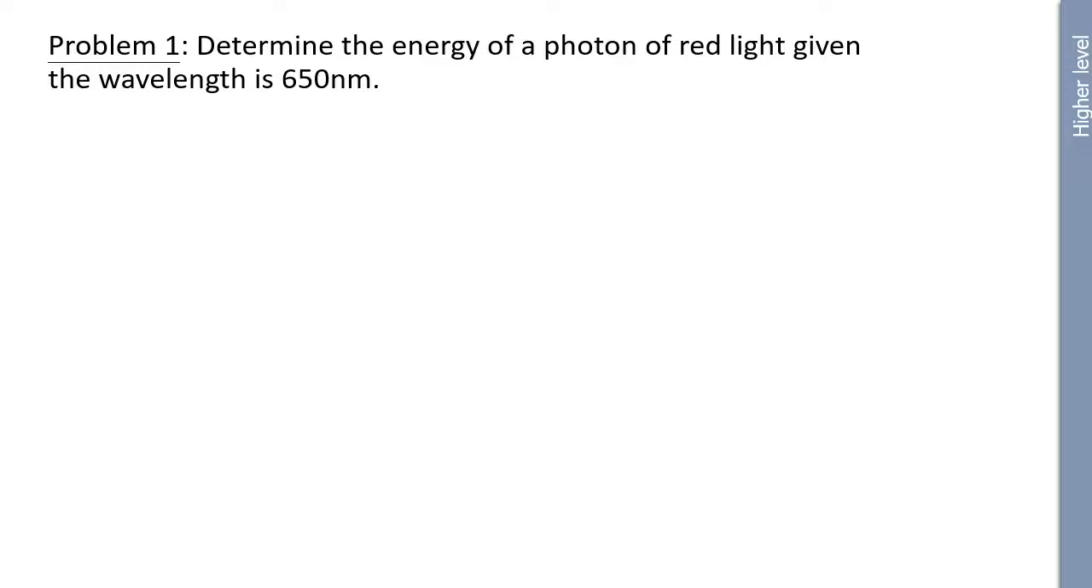So, determine the energy of a photon of red light given the wavelength is 650 nanometers. Okay, so pause the video now and let's see if, using those equations in the previous slide, you can answer the question. Okay, so the first thing you have to do is choose which particular equation you're going to use. So you've got to find the energy. You're given a wavelength. So I would go for c equals nu lambda because we know what c is, we know what the wavelength is, so we just have to find the frequency.